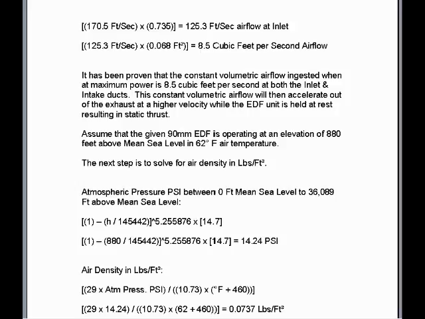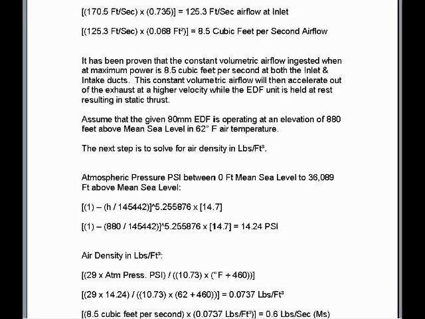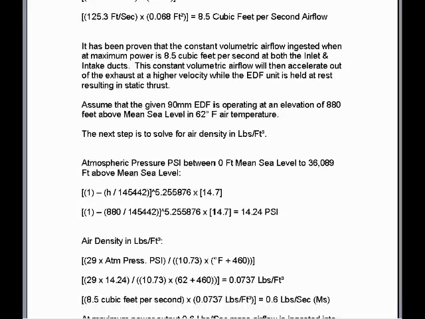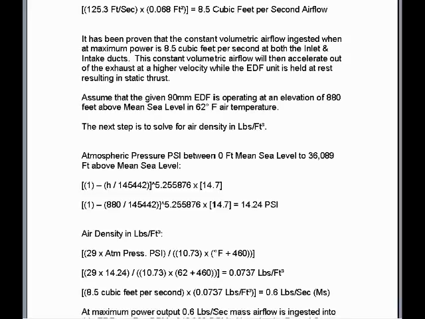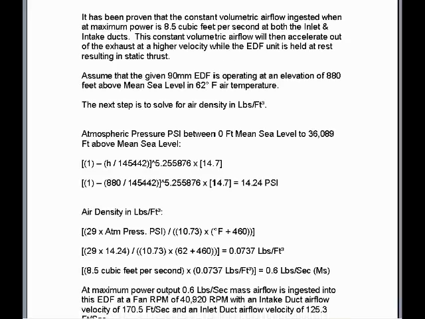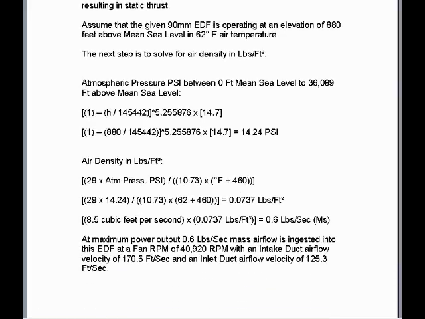Then, multiplied times the cross-sectional area of the inlet, 0.068 square feet, we also calculate 8.5 cubic feet per second airflow. It has been proven that the constant volumetric airflow ingested when at maximum power is 8.5 cubic feet per second at both the inlet and intake ducts. This constant volumetric airflow will then accelerate out of the exhaust at a higher velocity while the EDF unit is held at rest, resulting in static thrust.